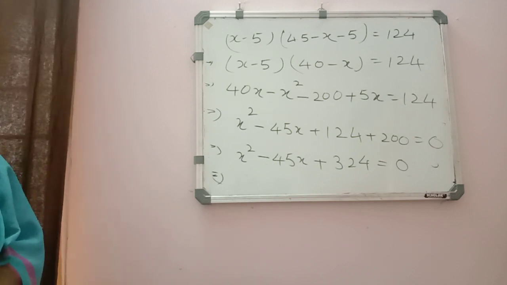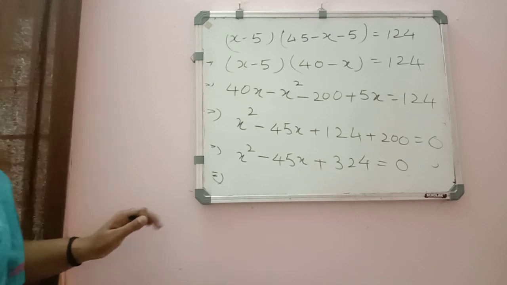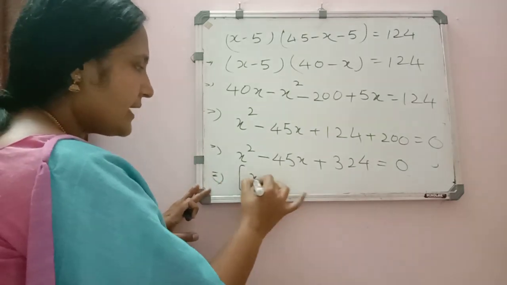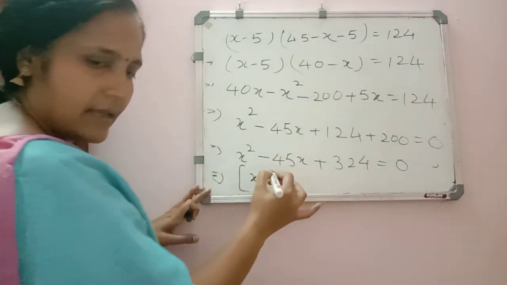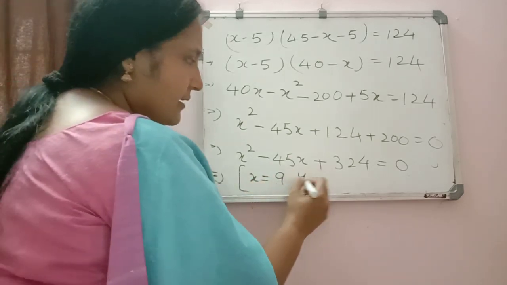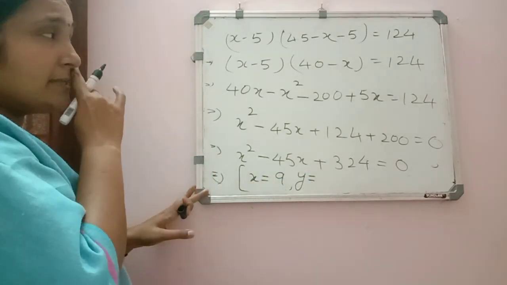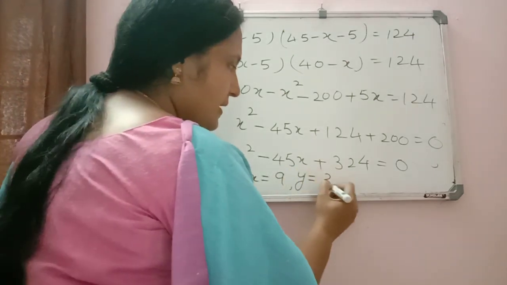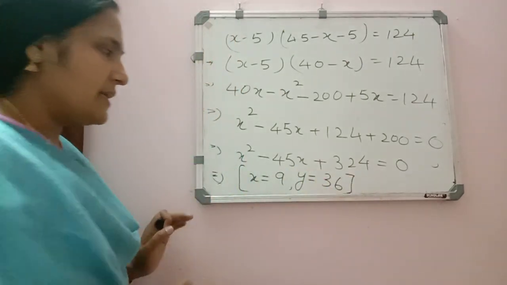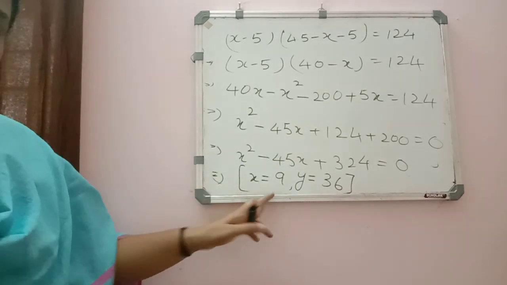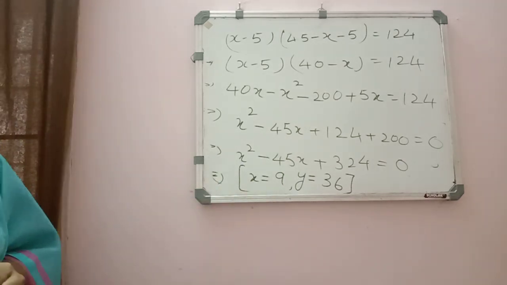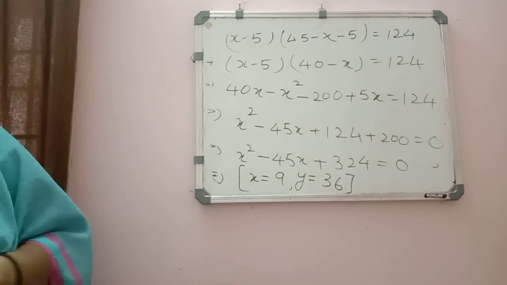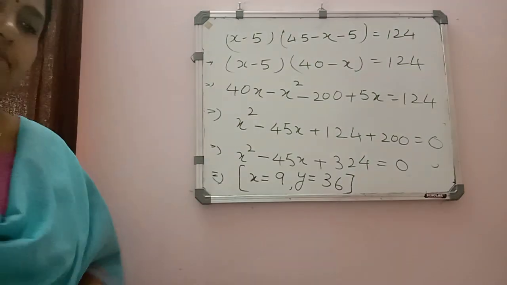I hope all are solving this one. So when you solve this, you will get the value of x as 9. You get the value of y when you substitute the value in the first equation which we wrote: y is equal to 36. So we can say son's age is 9 years and father's age is 36 years.